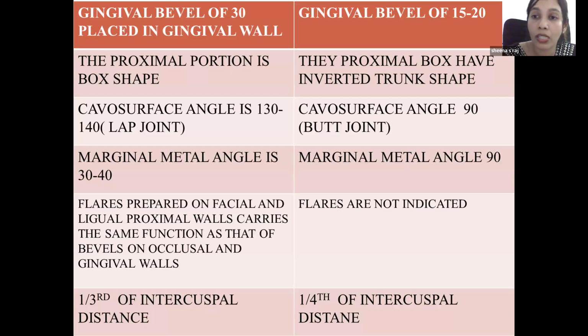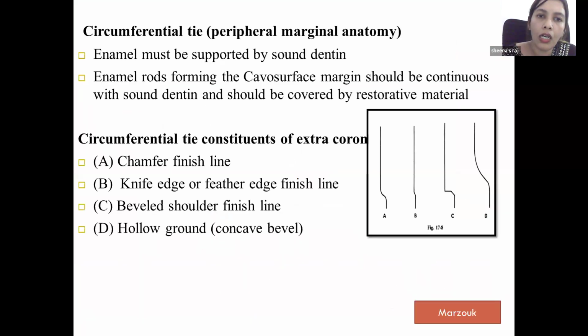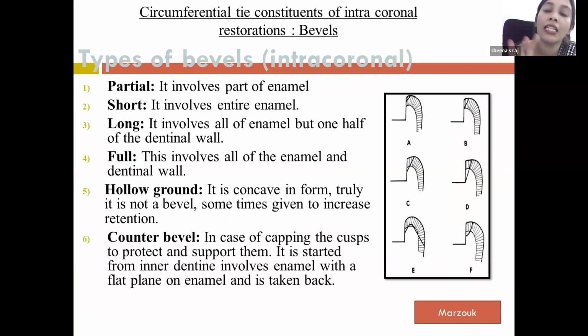This is a very important box. Even though you don't study anything, I want you to study the secondary resistance and retention forms and this box as such. And the three important principles for a cast inlay preparation, that also you have to keep in mind. Another important thing is, as I told you, you'll be writing about the bevels and flares. You can write the extracoronal and marginal anatomies like the chamfer finish line, knife-edged finish line, beaver-tail shoulder finish line, and hollow finish line. This is very important. I'm not explaining. You have to know the various bevels.